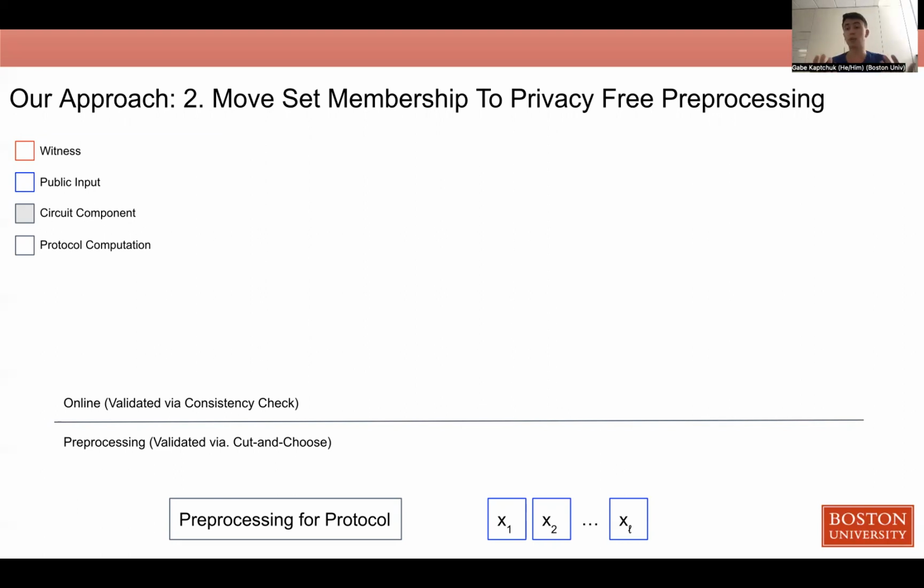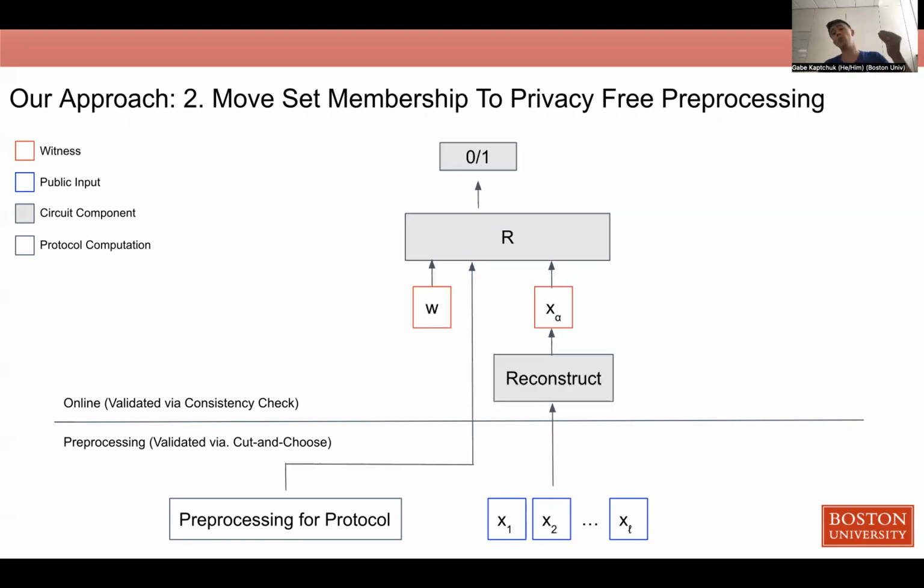So one natural way you might want to try to use a pre-processing phase is, in addition to pre-processing for efficiency in the online MPC, we're also going to create secret shares of all of the publicly known values x1 through xL. Then during the online phase, we're going to take one of those secret shared values, reconstruct it to get x alpha, and then evaluate the relation circuit on x alpha.